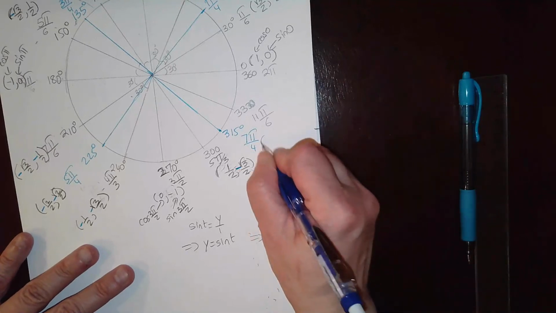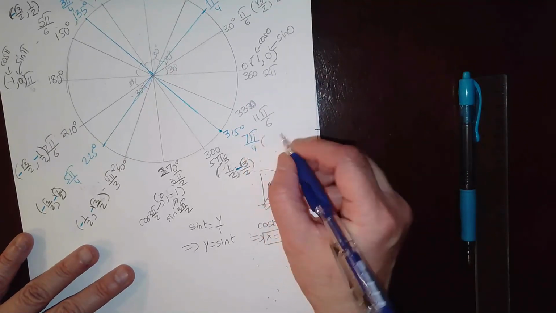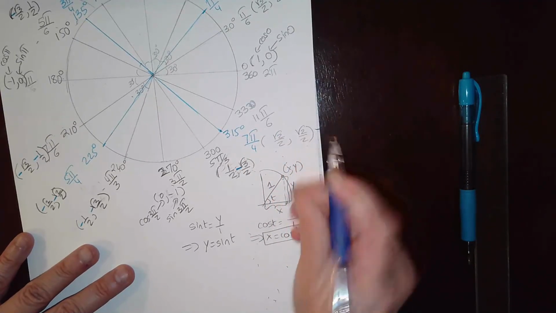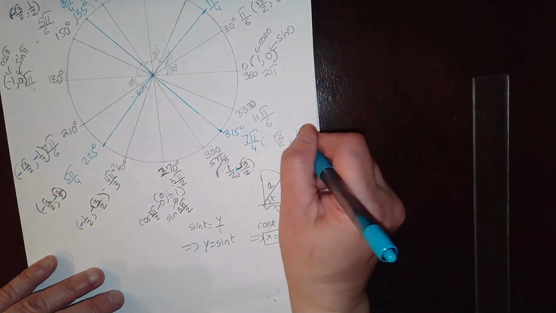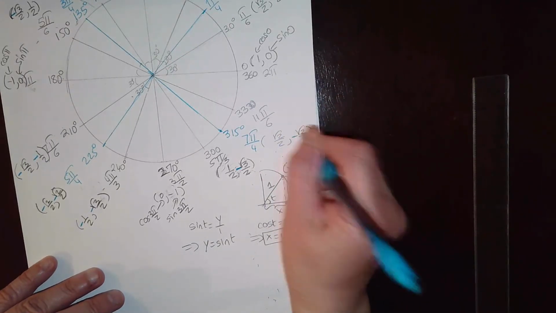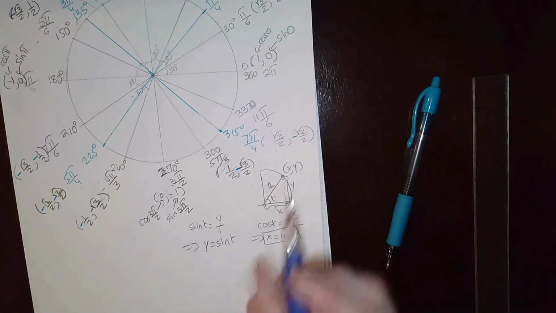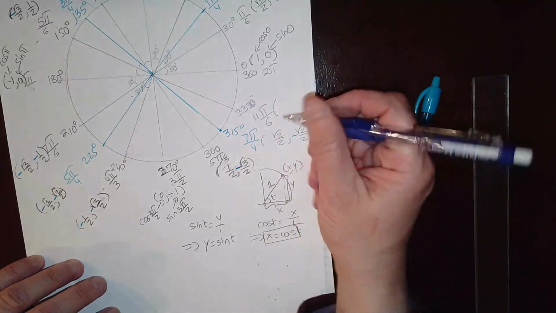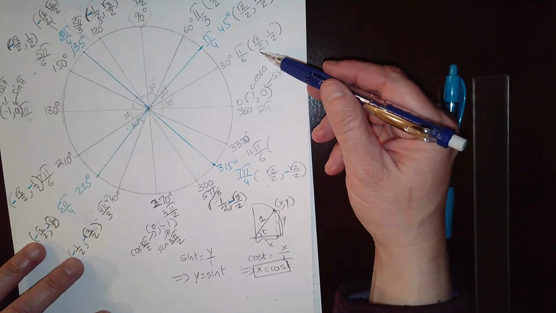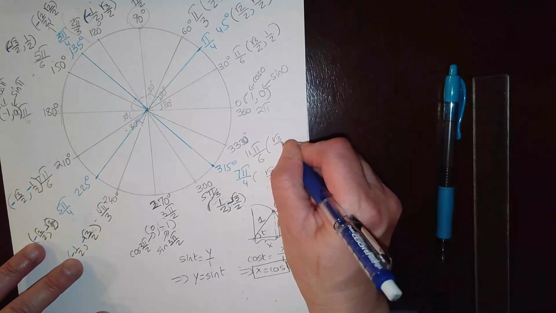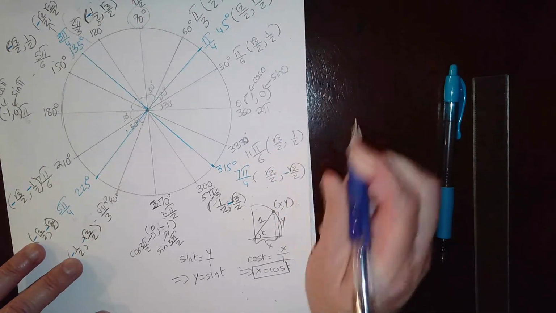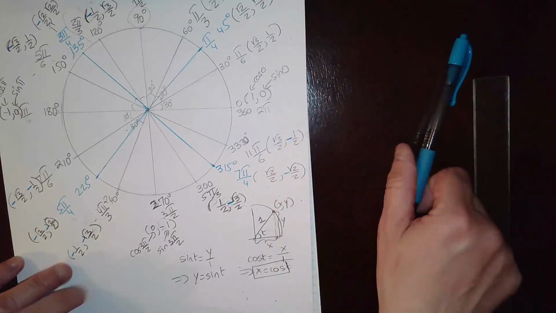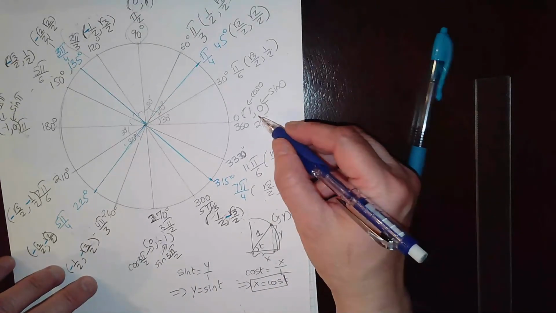Now 7 pi over 4, remember the reference angle is pi over 4, and that is root 2 over 2, root 2 over 2, same as we've seen before. The x-coordinate is positive, the y-coordinate is negative. And this is 11 pi over 6, which is 330 degrees. The reference angle is pi over 6. That's root 3 over 2, 1/2. The x-coordinate is positive. The y-coordinate is negative. And then that point is 1, 0.